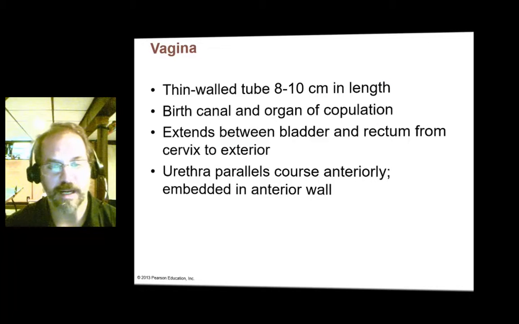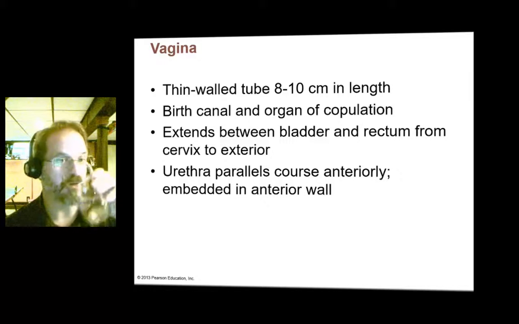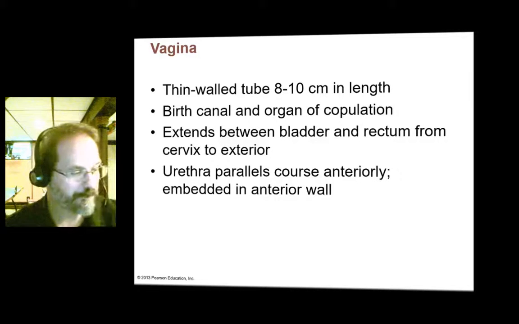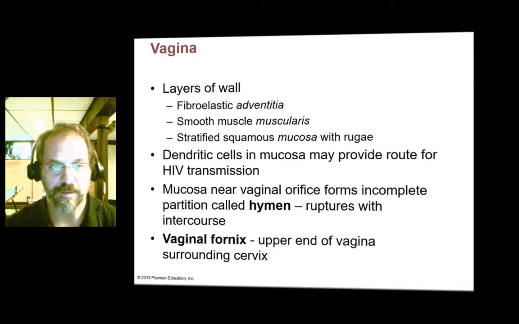And we already mentioned that the copulatory organ is the vagina, which is the root "vagina" means sheath, 8 centimeters long. So it's the copulatory organ, and it's also the birth canal. We'll get to a picture of it here in a second.